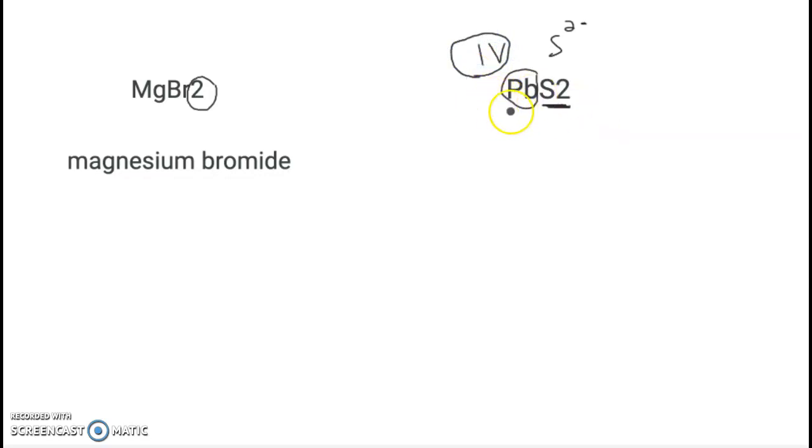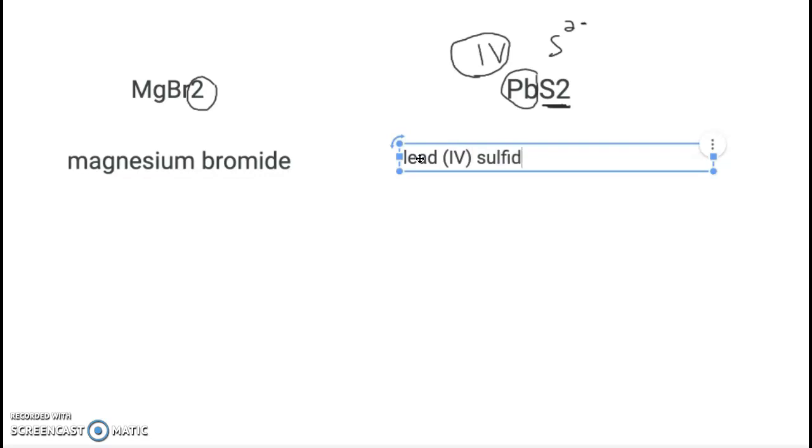So again, to determine what the Roman numeral is, you look and see what negative ion it's bonded to, and how positive this has to be to cancel out the charge. So when we name this now, we're just going to type in lead, and then we need a Roman numeral, so we're going to put IV for 4, and then sulfide. Again, you don't indicate anything with that subscript 2, we just name the negative ion with an "-ide" ending. Those are the 2 examples right there.